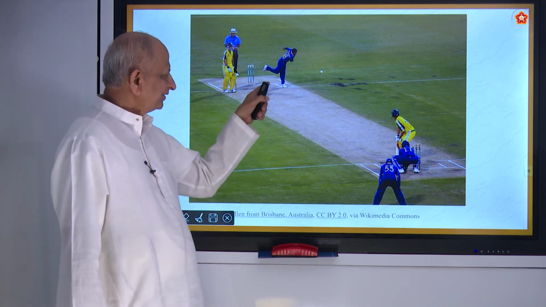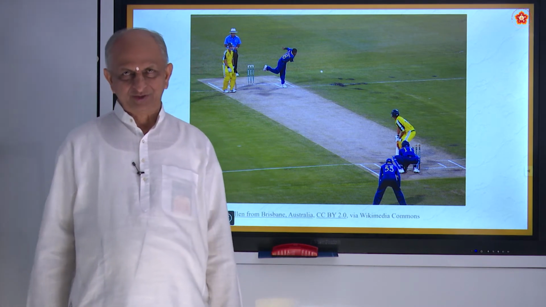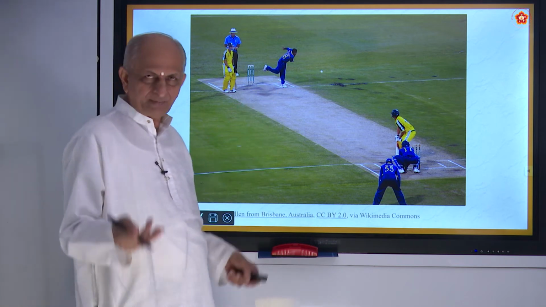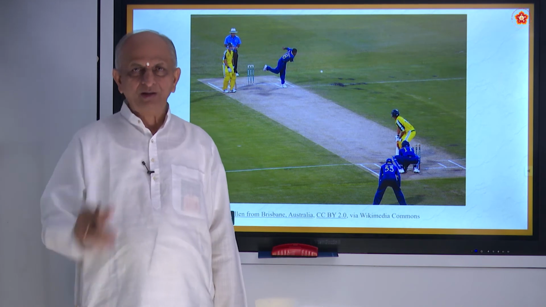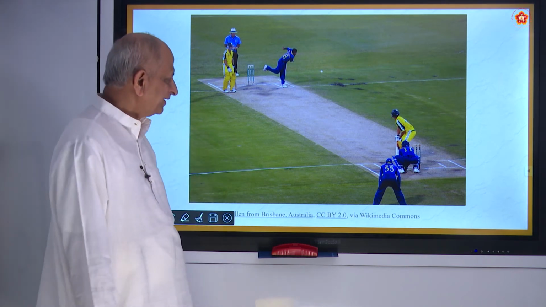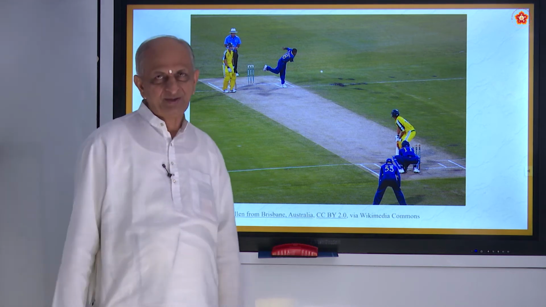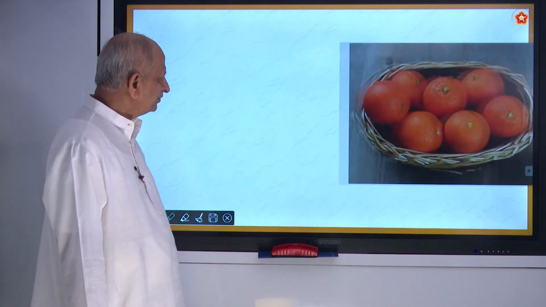Here, many times different types of averages are used. For example, batting average, and here is bowling average, is it not? And speed of the ball, etc., etc. So many times we use the word average, is it not?